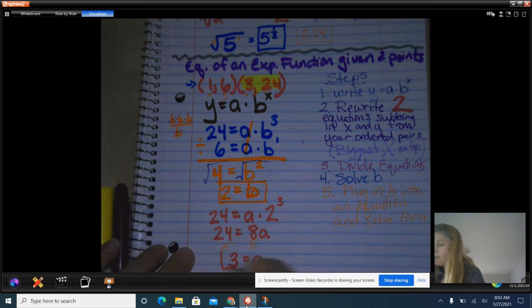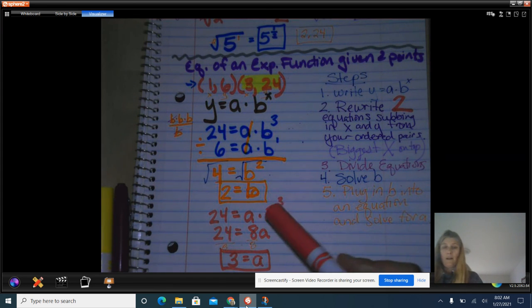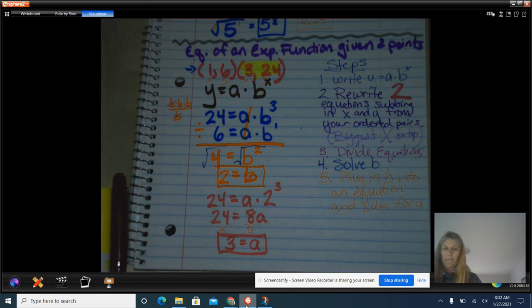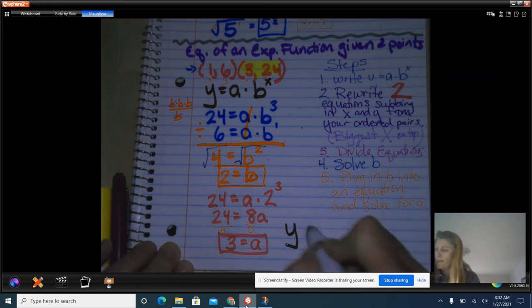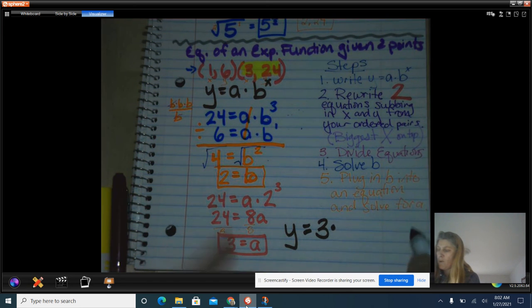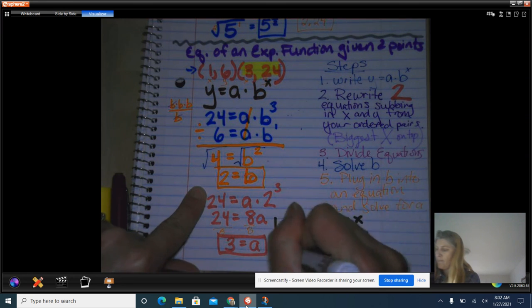So now we have our two pieces of information that we need in order to write our equation. We have our a and our b. Our a being our 0, our b being our multiplier. So the equation line that goes through these 2 points is y is equal to my 0, 3, times my multiplier 2 to the x power.